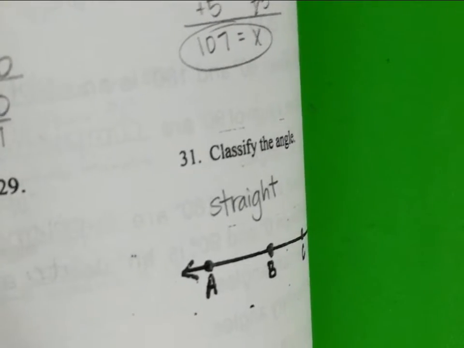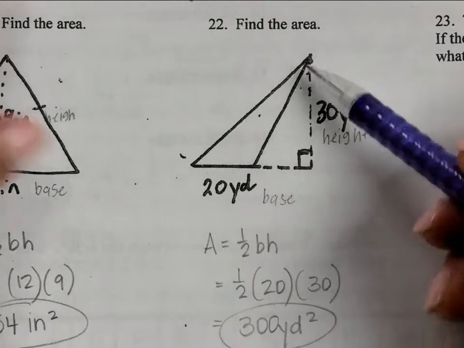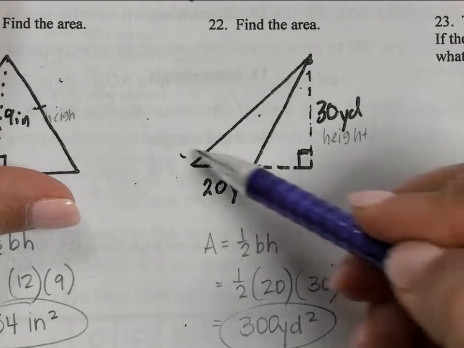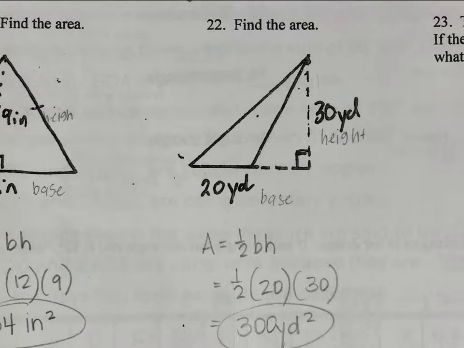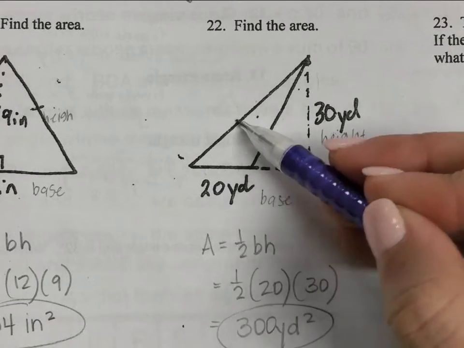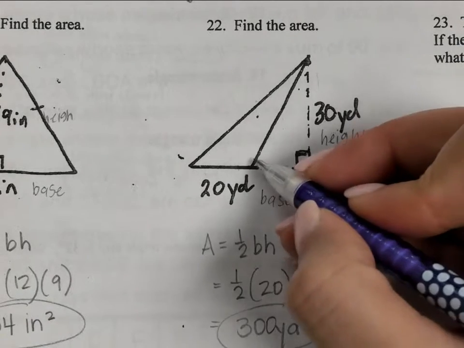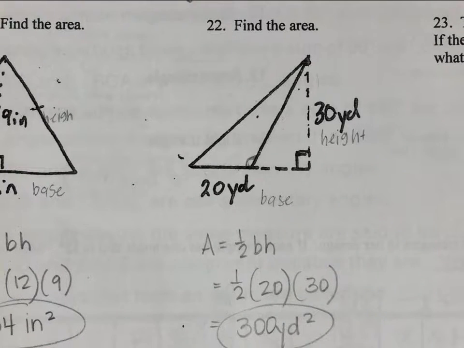And then number 25, we're looking at the triangle in number 22. So remember, this is your actual triangle, not the dotted line part. So what type of triangle would this be? Obtuse scalene. It's scalene because none of the sides are congruent, and it's obtuse because this angle right here is obtuse. Okay. Does that make sense? So it's an obtuse scalene triangle.